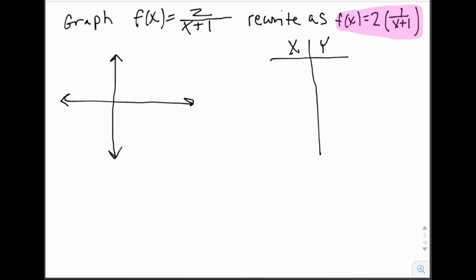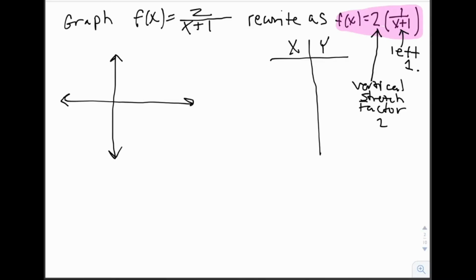So we can conclude some information from this. We can say this 2 tells us that we will be vertical stretching by a factor of 2. So vertical stretch, and then in this case, factor of 2. And then our second piece of information tells us that this x plus 1, we are going to go ahead and move to the left 1 unit.